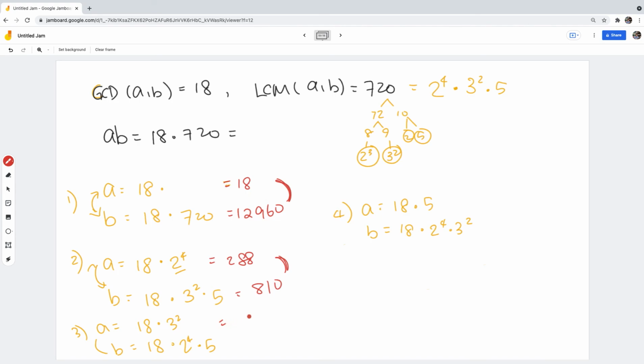Or 18 times 3 squared is 162, and that is 1440. That's another combination for two numbers. And 18 times 5 is 90, and this is 2592. So these are the possible numbers for A and B. Okay, so these are the pairs. All right, so there is a lot of hard stuff there.